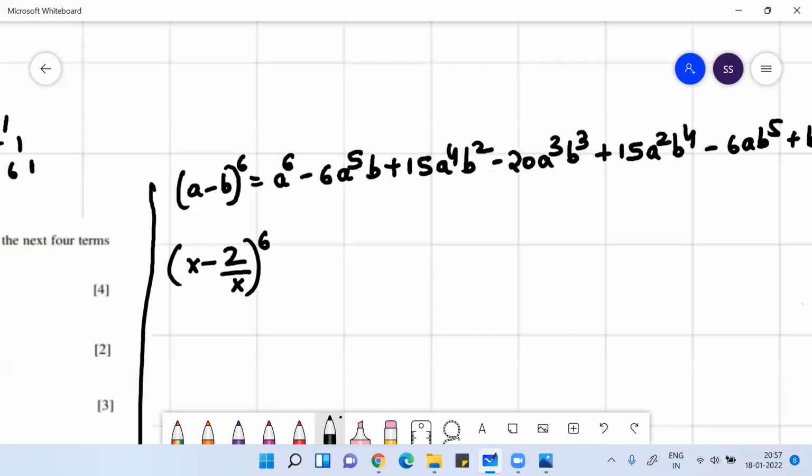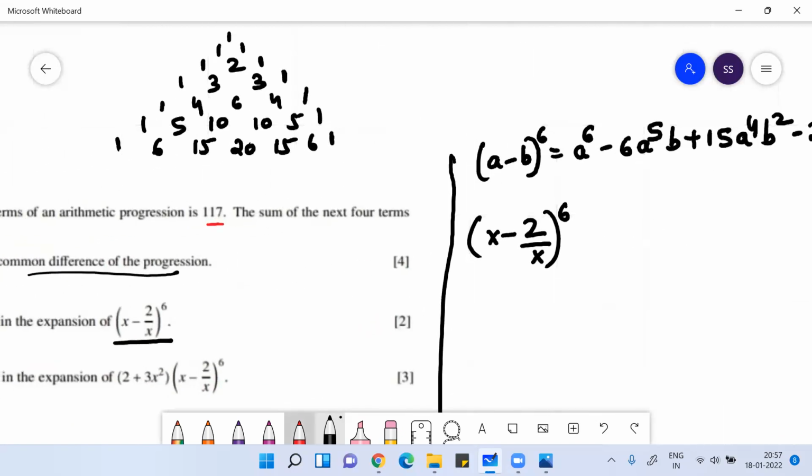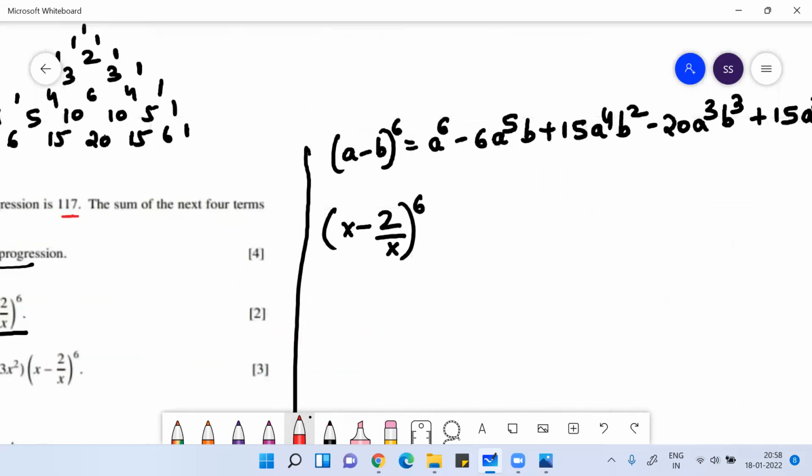Here, if you notice, x is there in both the terms a and b. So don't simply focus on one term, you need to focus on both the terms.